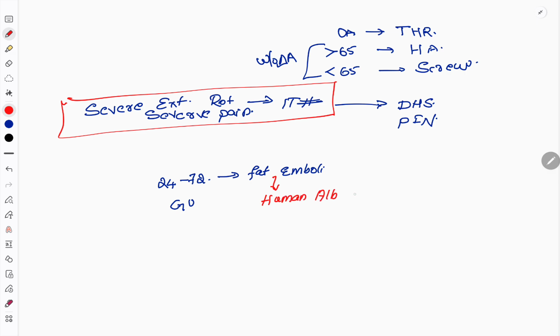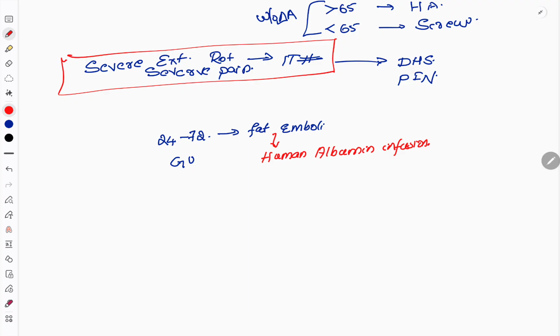So how does human albumin infusion help? Albumin will bind to the fat globules and promote their excretion. This is how human albumin infusion helps. Next is fracture of patella. If it is undisplaced, you use a cylindrical or tube cast. If it is displaced, then you can do tension band wiring. If it is comminuted, patellectomy. So the three managements for fracture of patella: undisplaced, cast; displaced, tension band wiring; comminuted, patellectomy.